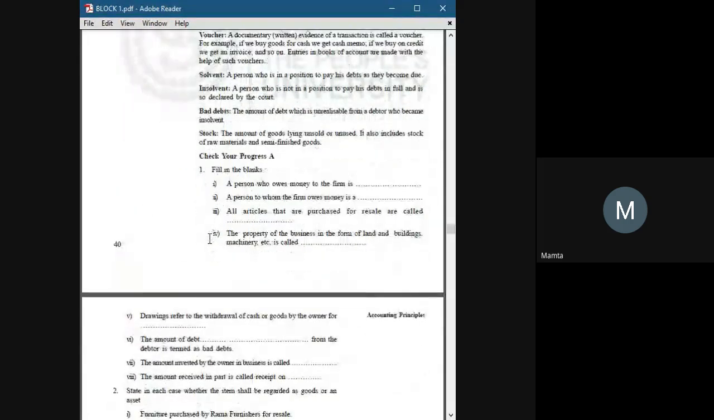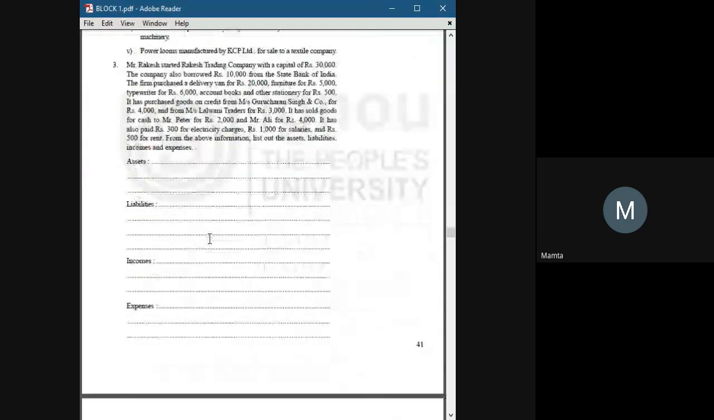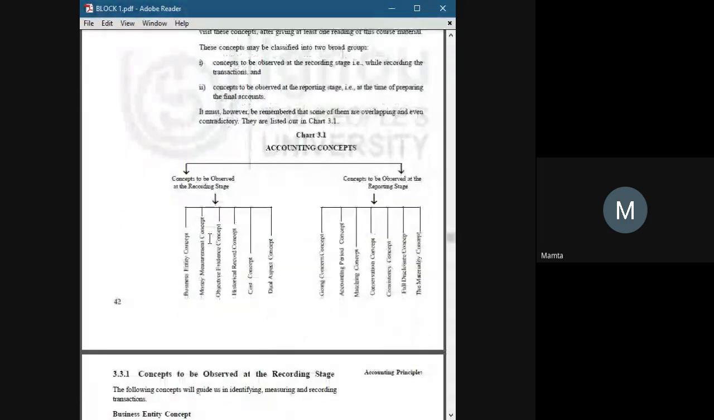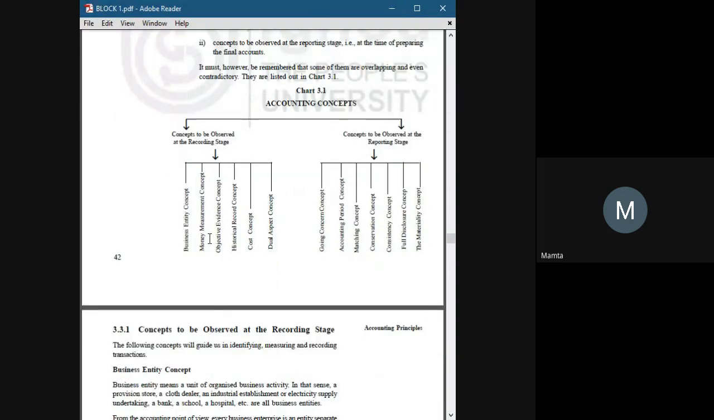I guess it is clear. Moving further. Accounting principles. We have some accounting principles which we follow worldwide. Accounting principles are categorized into two parts. First is recording stage principles and second is reporting stage principles. Recording and reporting.